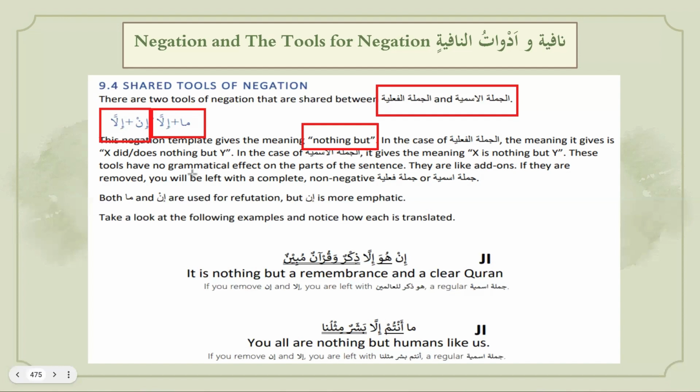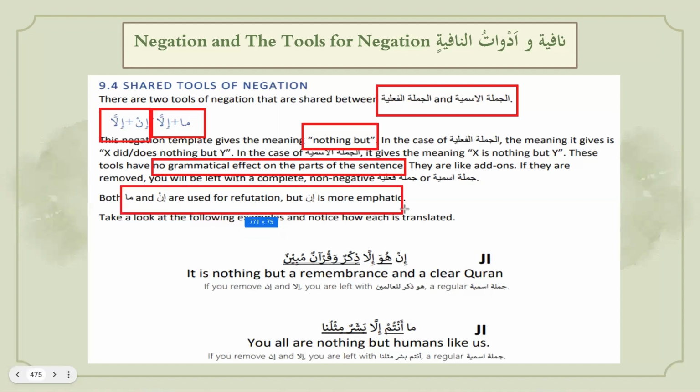So these tools, ma plus illa and in plus illa, have no grammatical effect on the part of the sentence. So they don't make any ism marfu or mansoob or something like that. There's no grammatical effect, and they are like odd ones. And if they are removed, you will be left with a complete non-negative sentence. So if you even remove in plus illa or ma plus illa, then you will have a simple assertive non-negative sentence. Okay. Both ma and in are used for refutation. But in is more emphatic. So when in is there, it is more emphatic.